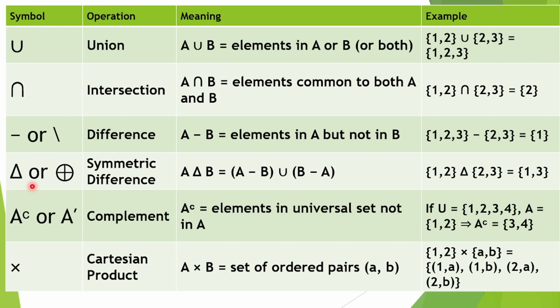And this is a symmetric difference. The symbol is this or this, and it is read as A symmetric difference B, which is equal to A minus B union B minus A, and this is a given example. This is called A complement. So A complement is equal to the elements in the universal set not in A, which is equal to U minus A, and this is an example of A complement. And this is a Cartesian product, A product B, which is equal to the set of ordered pairs A and B, and this is a given example.